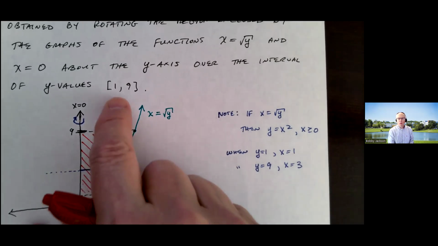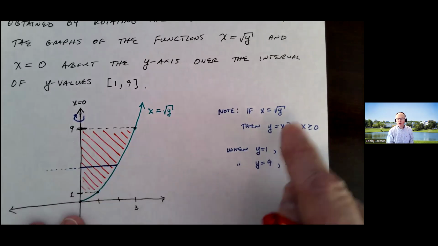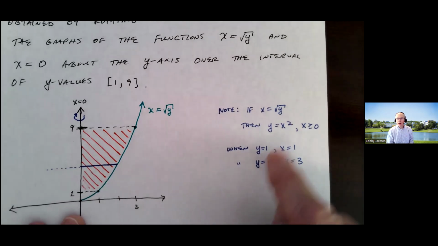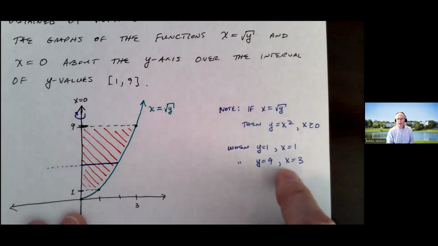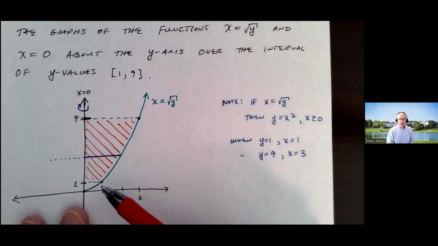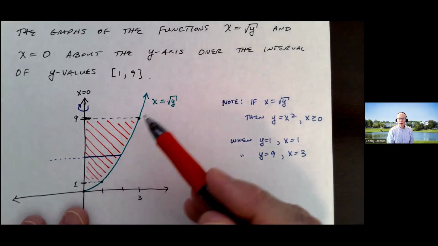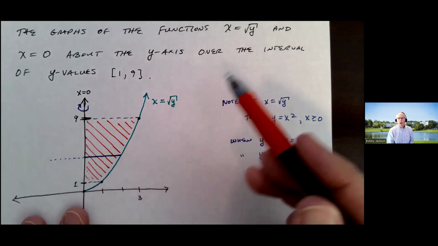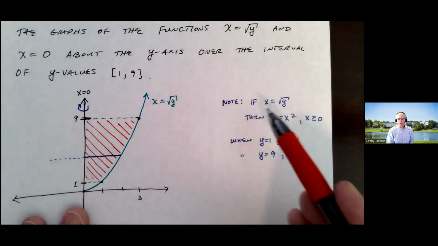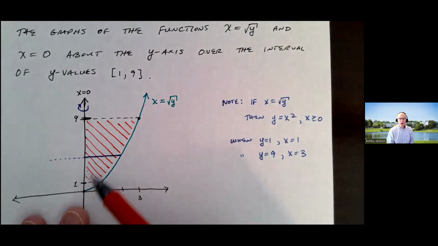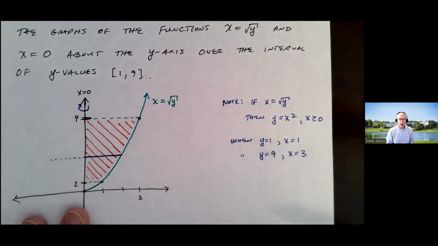Now, on the interval from 1 to 9, what do we have? When y is 1, clearly x is 1. And when y is 9, the square root of 9, x is 3. So we plot those points, and you can see they're, of course, on the graph of x equals the square root of y. So why did they list it as x equals the square root of y as opposed to y equals x squared? Well, we're going to have to integrate with respect to y in this case.